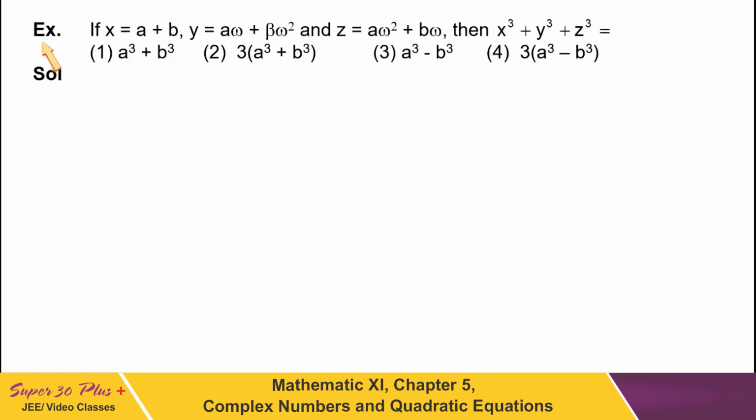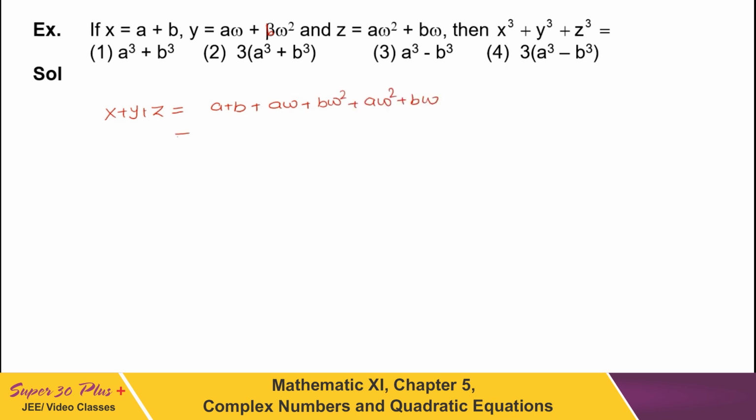Students, let's see one example here. If x is equal to a plus b, y is equal to a omega plus b omega square, and z is equal to a omega square plus b omega, then what is the value of x cube plus y cube plus z cube? Now students, we are going to find x plus y plus z. It is equal to a plus b plus a omega plus b omega square plus a omega square plus b omega.